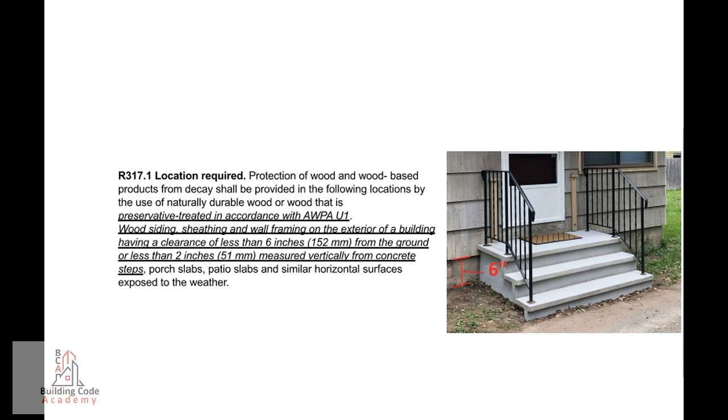R317.1 Location required. Protection of wood and wood-based products from decay shall be provided in the following locations by the use of naturally durable wood or wood that is preservative treated in accordance with AWPA U1. Wood siding, sheathing, and wall framing on the exterior of a building having a clearance of less than 6 inches, 152 millimeters, from the ground or less than 2 inches, 51 millimeters, measured vertically from concrete steps, porch slabs, patio slabs, and similar horizontal surfaces exposed to the weather.